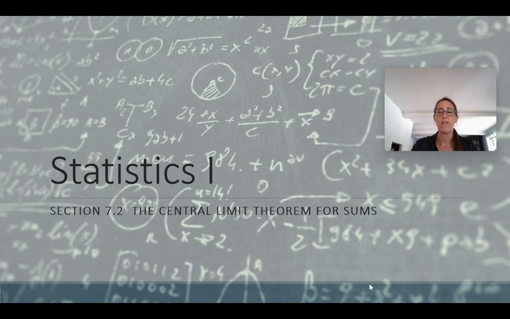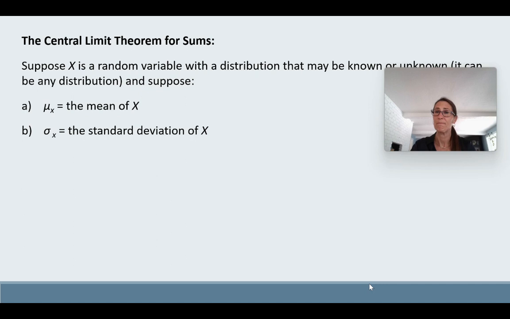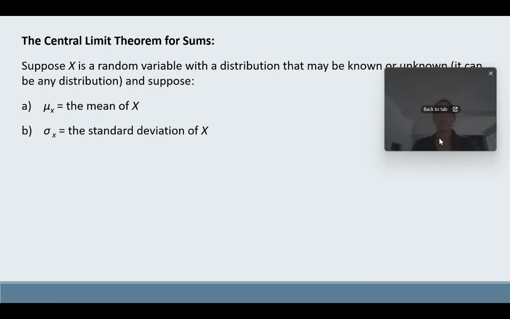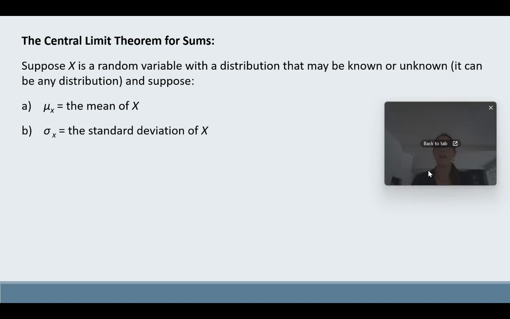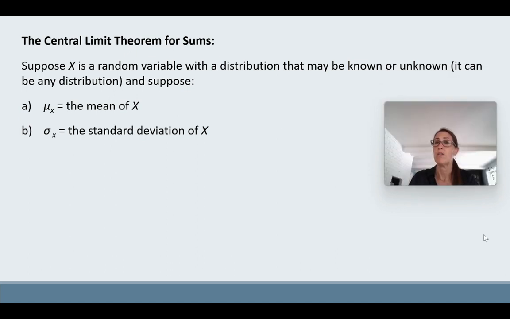This video is going to cover section 7.2 on the central limit theorem for sums. The central limit theorem for sums states that suppose x is a random variable with a distribution that may be known or unknown. It can be any distribution, so that's the good thing about the central limit theorem. And suppose that mu sub x is the mean of our original random variable x, and sigma sub x is the standard deviation of our original variable x.